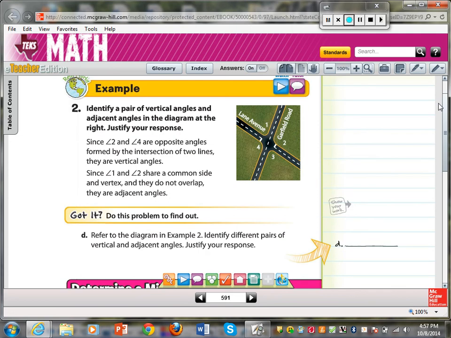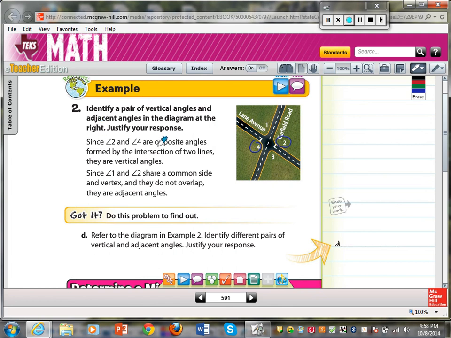Example 2. Identify a pair of vertical angles, adjacent angles in the diagram at the right. Justify your response. Okay, so we got here. Since angle 2 and angle 4 are opposite angles, let's take a look. This angle here, this angle here 2, and this angle here 4, they're across from each other. So that means that they are vertical and they will have the same measure. So therefore, those are called vertical angles.